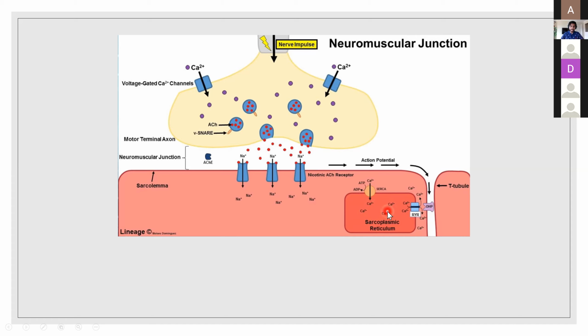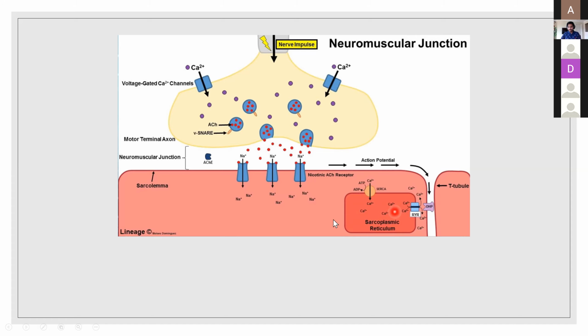And then the sarcoplasmic reticulum will release calcium via what's called a ryanodine receptor into the cytoplasm. And then these calcium ions will go and stimulate a muscle contraction. So to summarize, action potential comes into this terminal. Neurotransmitters exocytose, they bind, cause an action potential in the muscle. Calcium is released from the sarcoplasmic reticulum to cause muscle contraction.